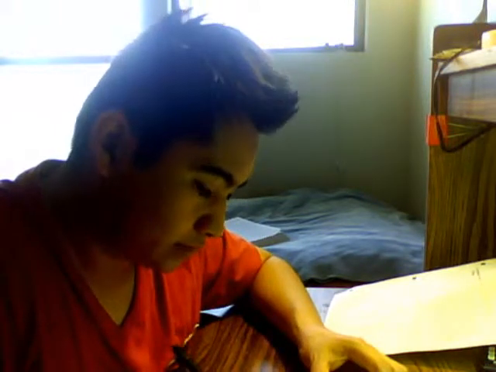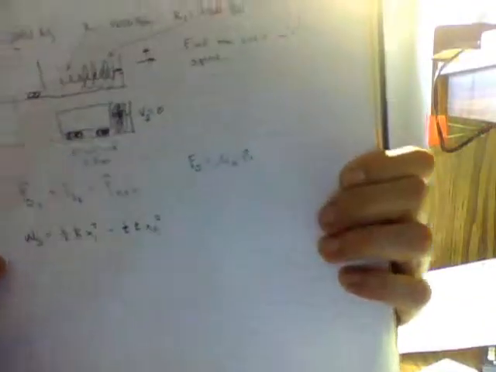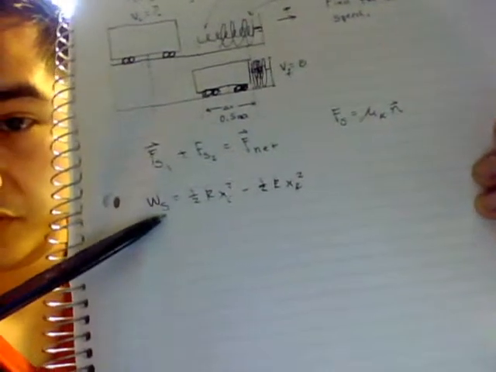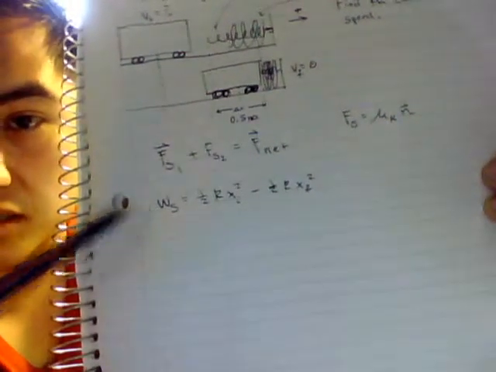You're gonna use your work on spring, which looks like this. It's half k x initial squared minus half k x final squared. There you go. You're gonna do this for both the first spring and the second spring.